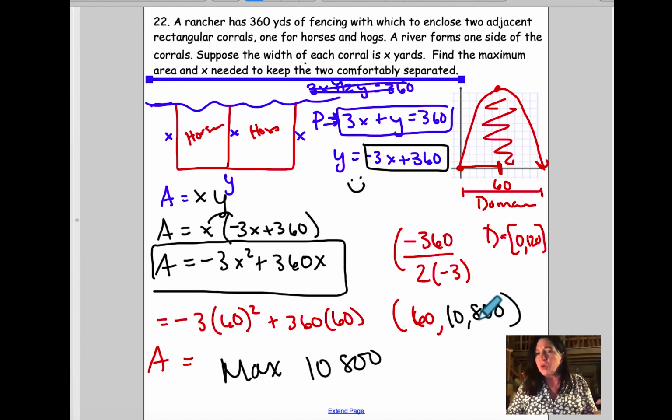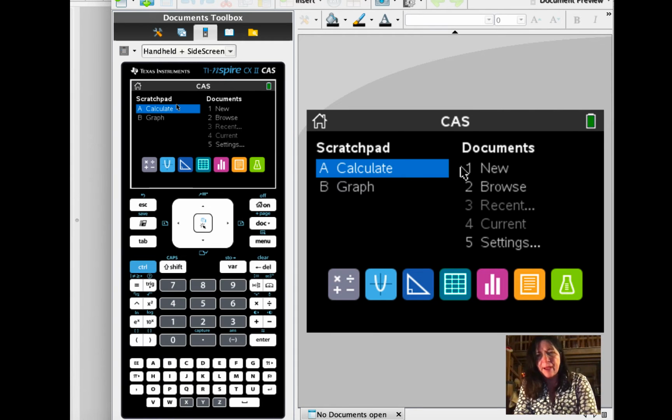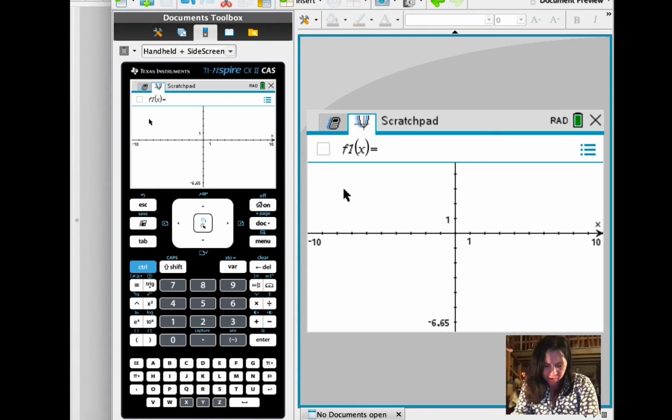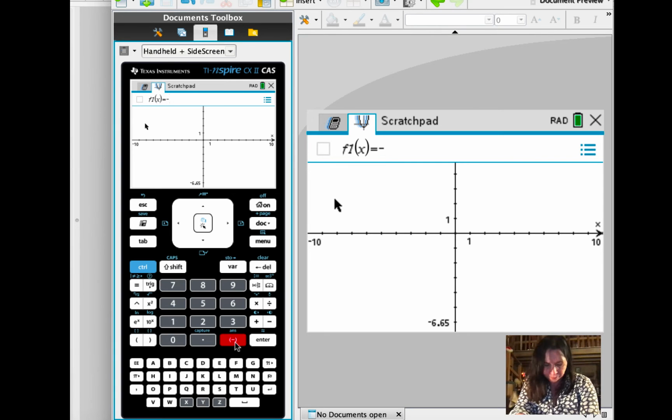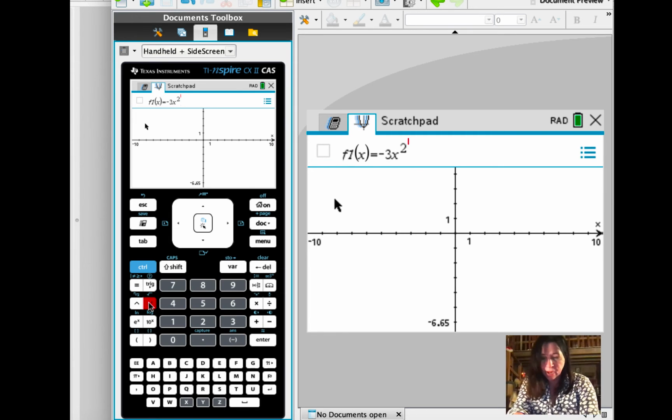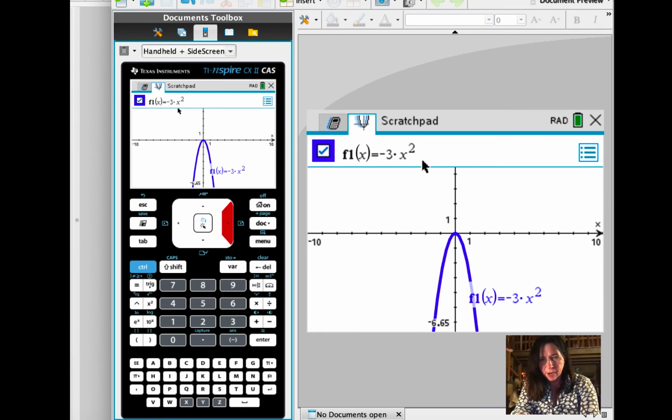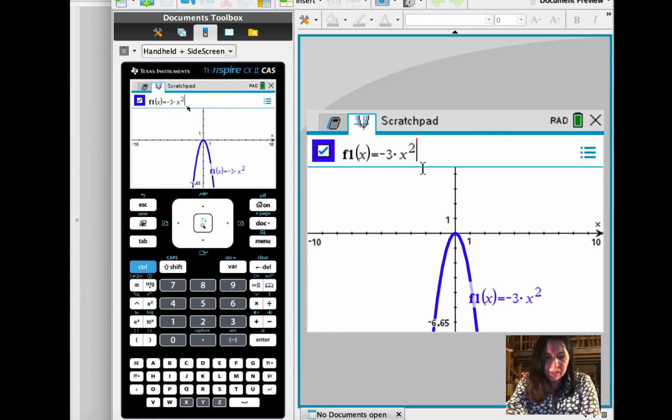Now, you also can check your work, because you can take your graph and find the vertex point. So what is that? Negative 3x squared plus 360x. You can totally use Desmos, but let's just have fun with this and see what happens. If I were to graph this, f of x equals negative 3x squared plus 360x, and then hit enter.